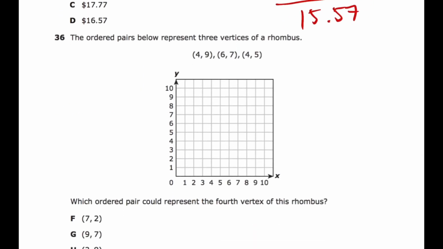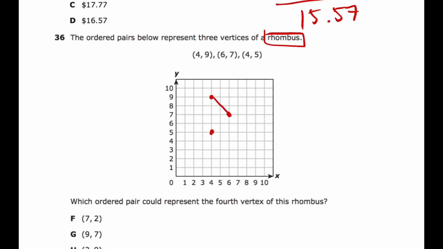36, and we're almost done. The ordered pairs below represent 3 of the vertices or the corners of a rhombus. 4, 9, so I need to graph these. Start at the origin, run 4, jump 9. Start at the origin, run 6, jump 7. Start at the origin, run 4, jump 5. And so I need to make a rhombus out of these.